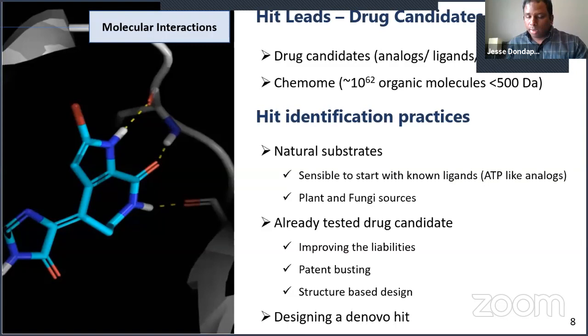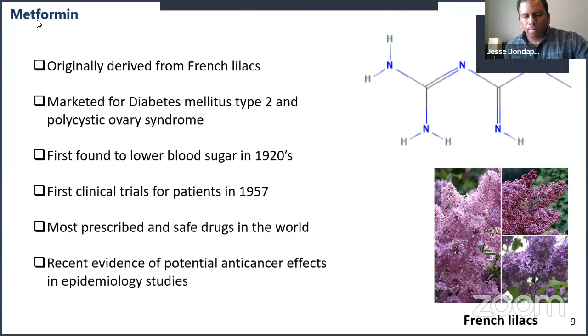Well, there's another method as well, basically designing a de novo drug, which is from scratch, but this is not recommended mostly. So an example of a drug called metformin, this is the structure of the metformin, which was identified from the French lilac plant originally. And this is used for diabetes mellitus type 2 for a long time. It was originally identified in the 1920s and passed through all clinical trials in 1957. It's the most prescribed and safest drug in the world. And recently they've identified that it has potential anti-cancer effects in epidemiology studies.